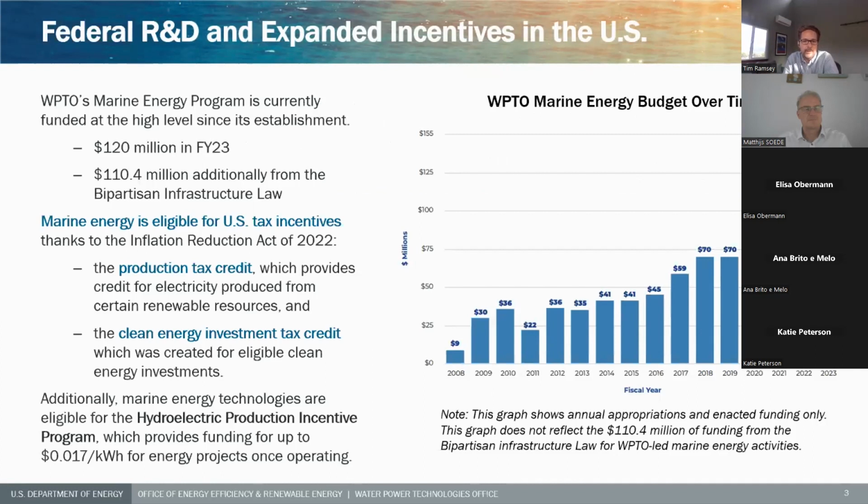What's not shown on this graph is the bipartisan infrastructure law funding. Many of you have probably heard of the bill funding that was signed at the beginning of fiscal year 2022. That was a one-time influx of funds for clean energy, for renewable energy and energy infrastructure in particular, that came to the federal government. Our program, the Marine Energy Program, received $110.4 million of that bill funding, in addition to our annual appropriations, which we are still executing on, and I'll talk about that in a minute.